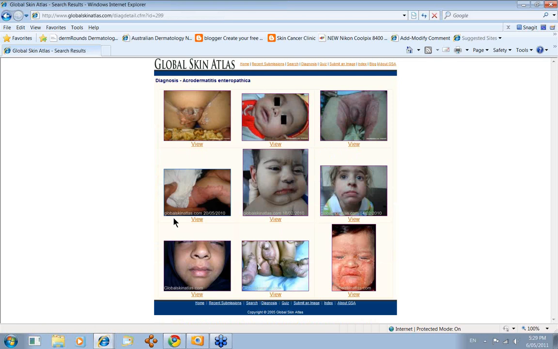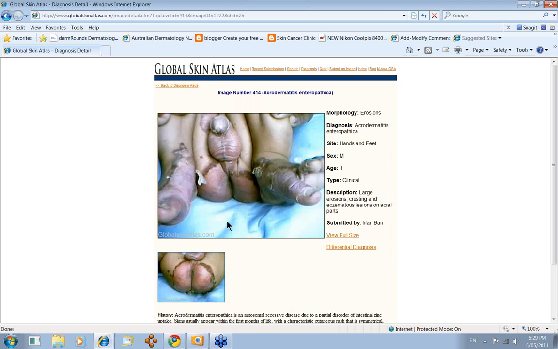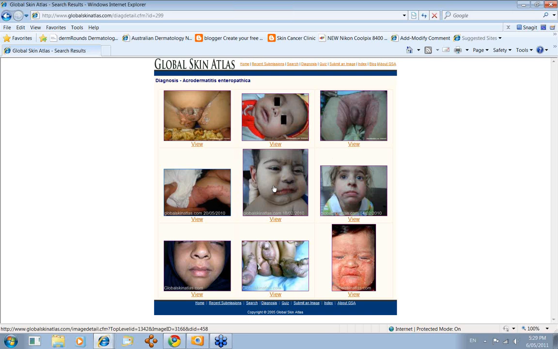So let's look at a couple of other examples here as well. This is probably a fair classic. Here you've got acro features. You've got the buttock type rash here as well. Note that peeling and the hyperpigmentation around the outer edges here as well, and the acro peeling here. Note the age of them. They're all 1 or less than 1.